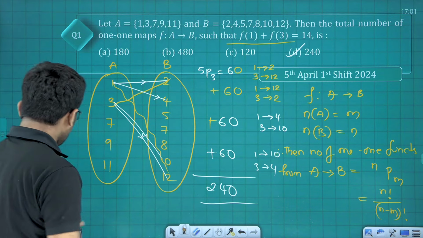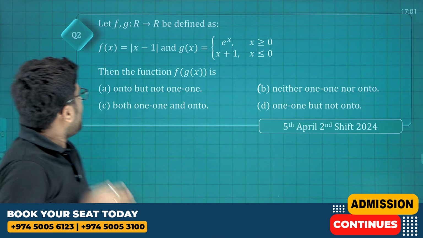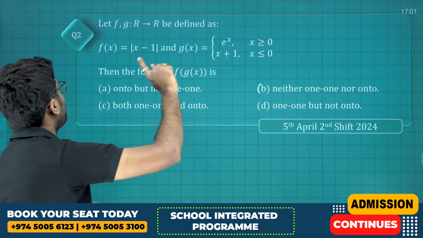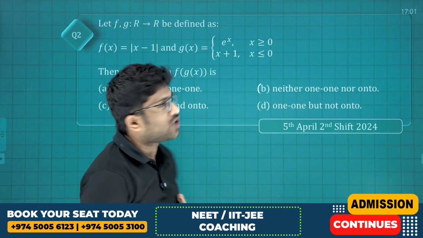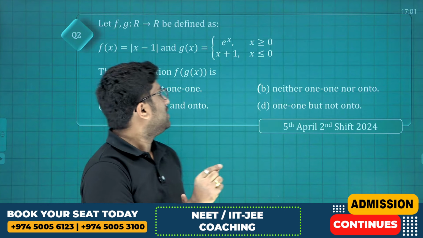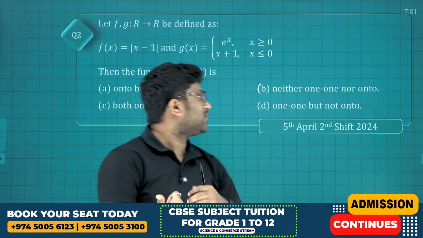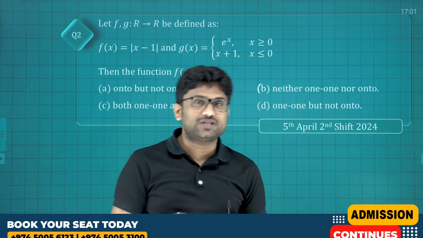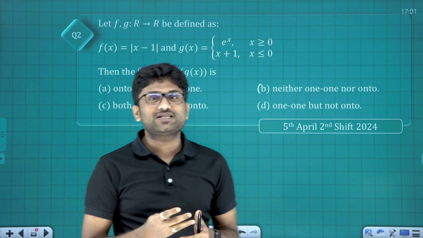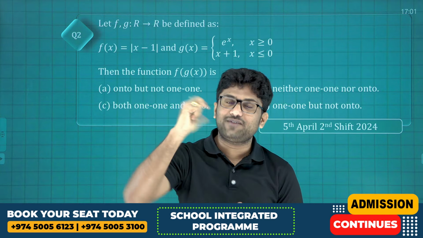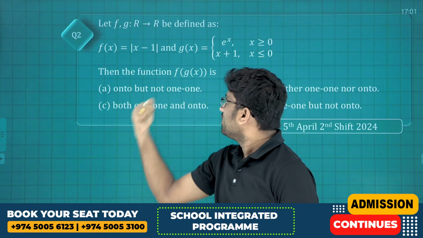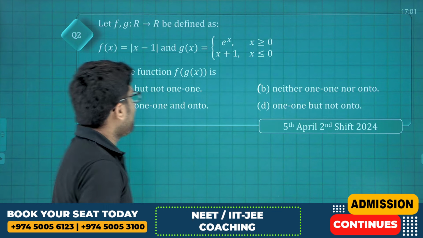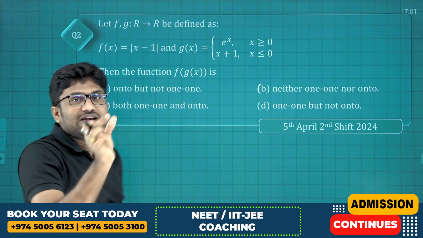Clear? Second question. f, g mapping from R to R such that f of x is equal to mod of x minus 1, and g of x is equal to e power x if x is greater than or equal to 0, and x plus 1 if x is less than or equal to 0. Friends, I have taken very good questions from composite functions. As the majority of students face difficulty in evaluating a composite function, I came up with good questions from composite functions. Okay, now let's see how we get the function f of g of x.